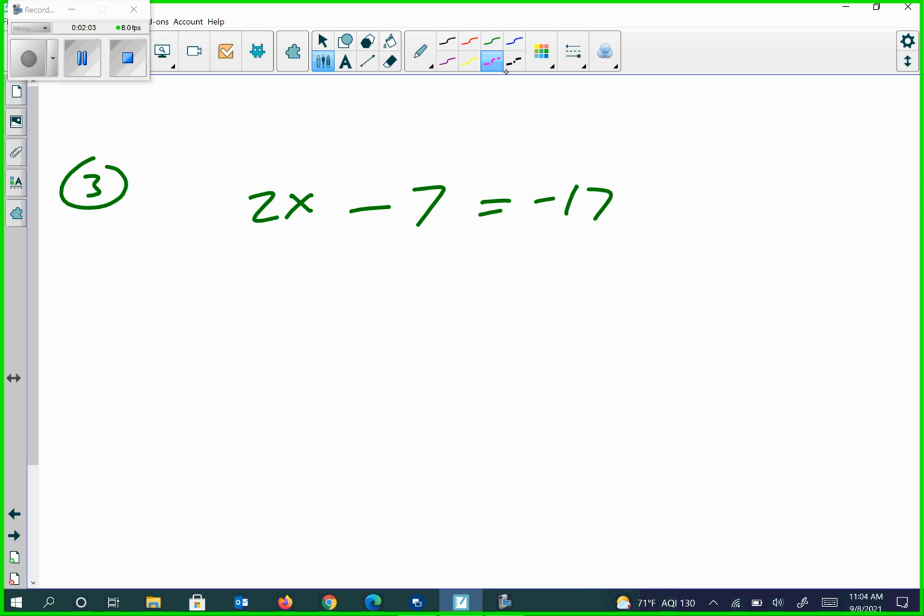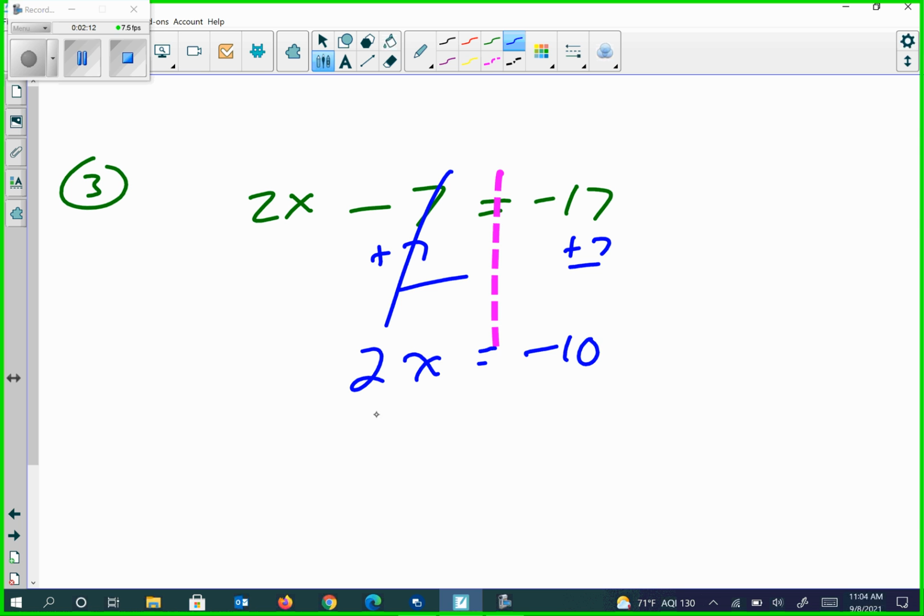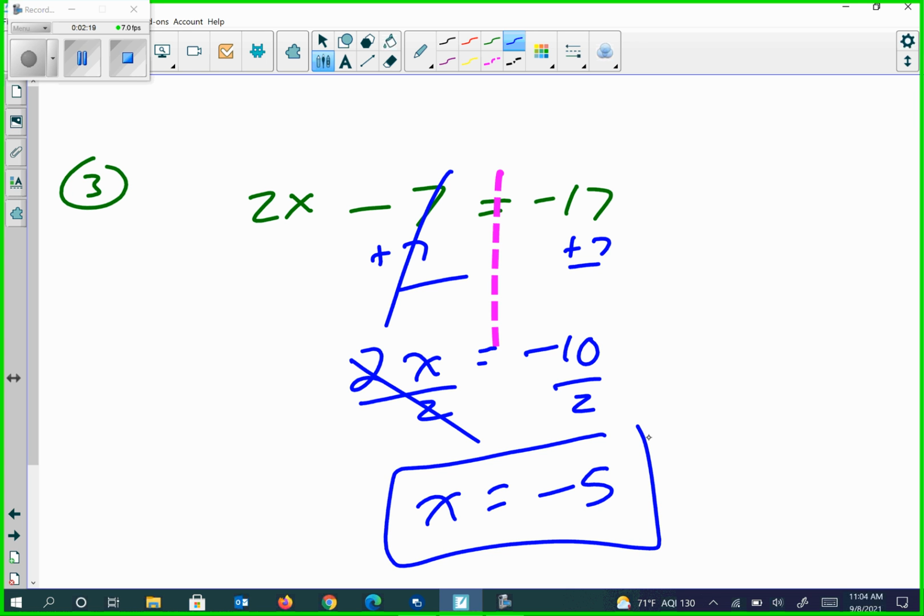And then once you go to start solving it, add 7 to both sides. So those cancel. So I get 2x is equal to negative 10. Divide each side by 2. Those cancel. And this reduces to negative 5. Good enough?